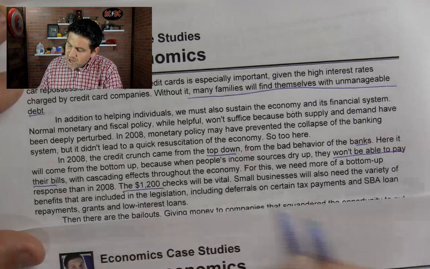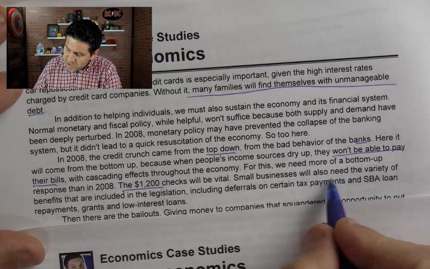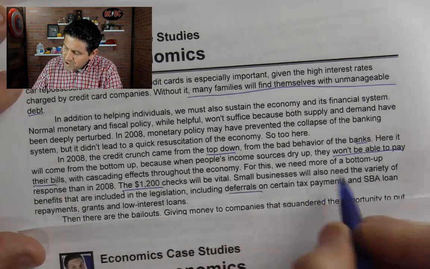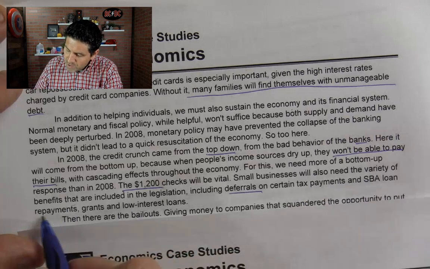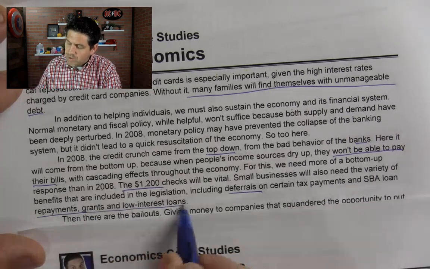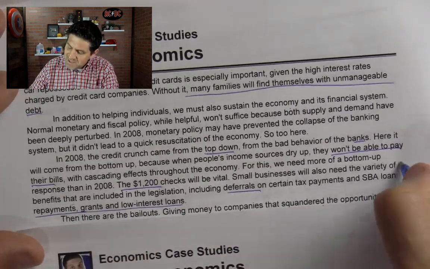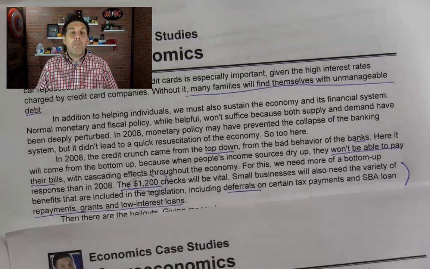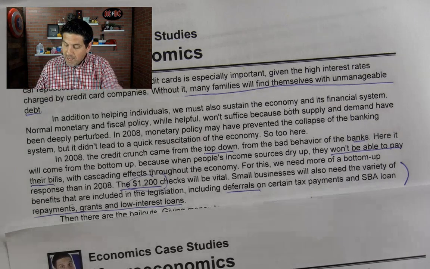The $1,200 checks will be vital. Small businesses will also need a variety of benefits that are included in legislation, including deferrals on certain tax payments and repayments, grants, and low-interest loans. So basically, he's trying to say we're going to help out businesses, and we're going to make sure consumers have some money, and those are all bottom-up responses, okay?